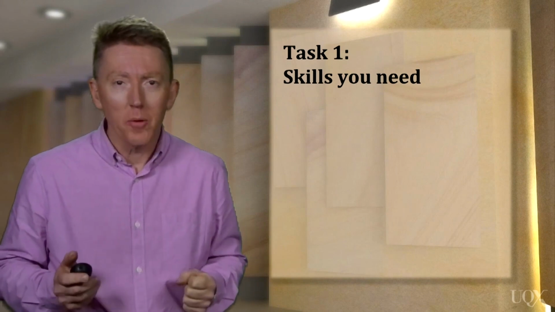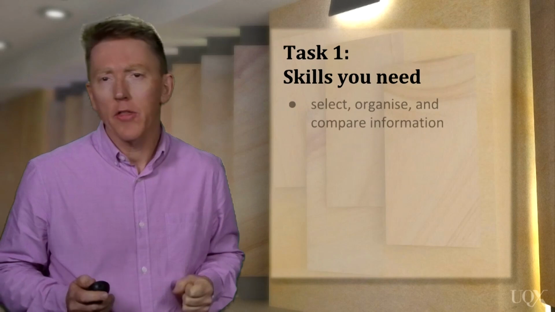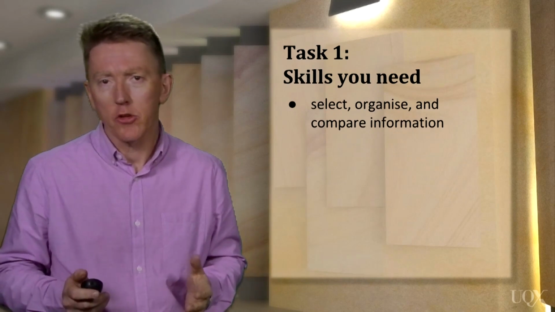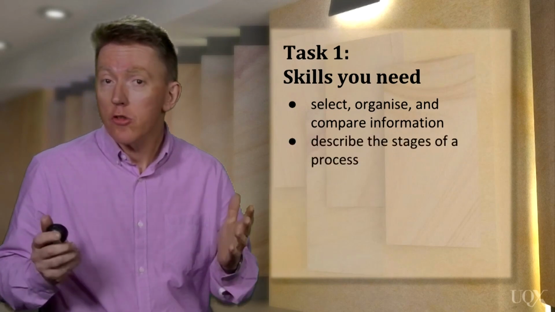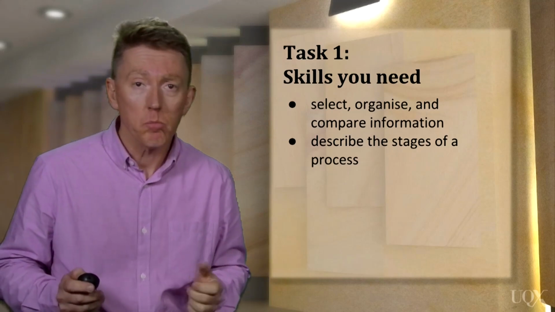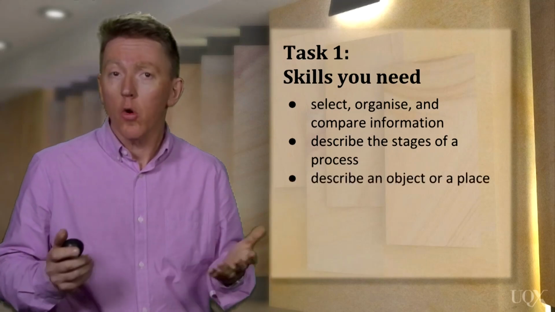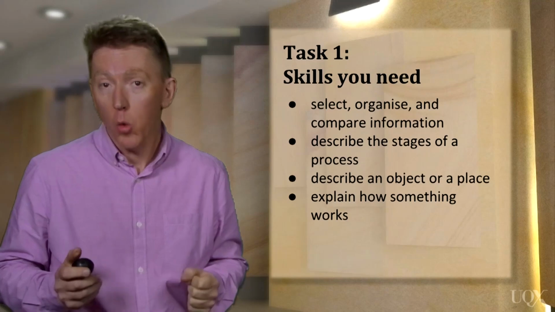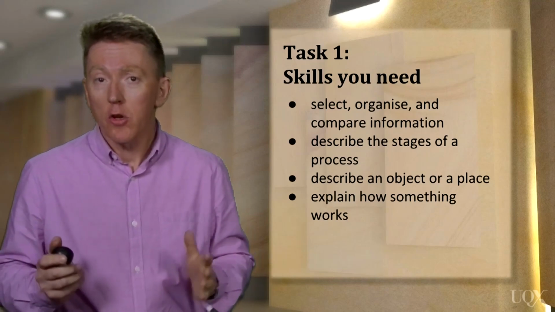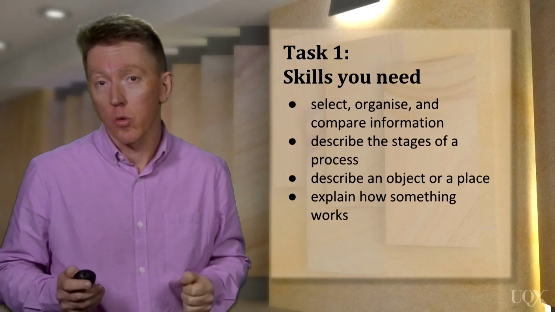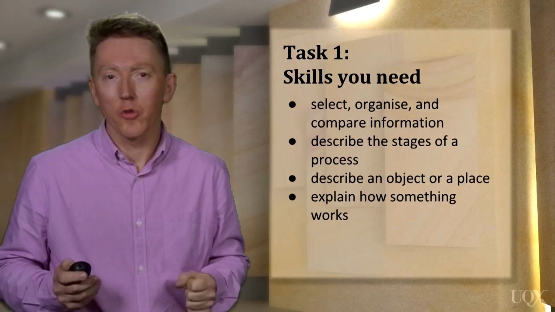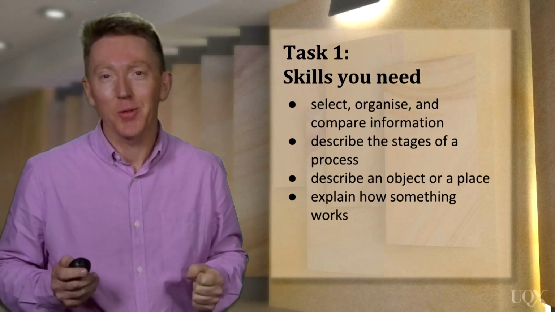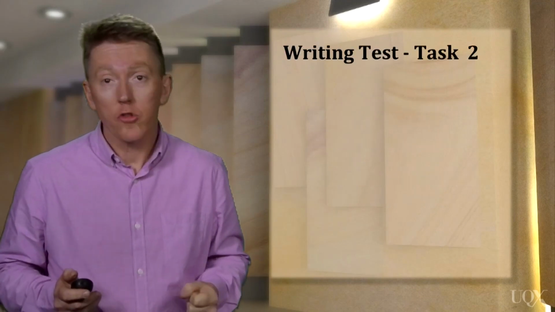So, how can you do well in Task 1? In order to do a good job, you need to be able to do the following things: select, organise, and compare information. You may need to be able to describe the stages of a process, or describe an object or place, or perhaps you will need to explain how something works. You'll do this using the information you can see in the visual. Throughout the rest of the writing module of the IELTS academic course, you will have an opportunity to practice these skills. So, what about Task 2?